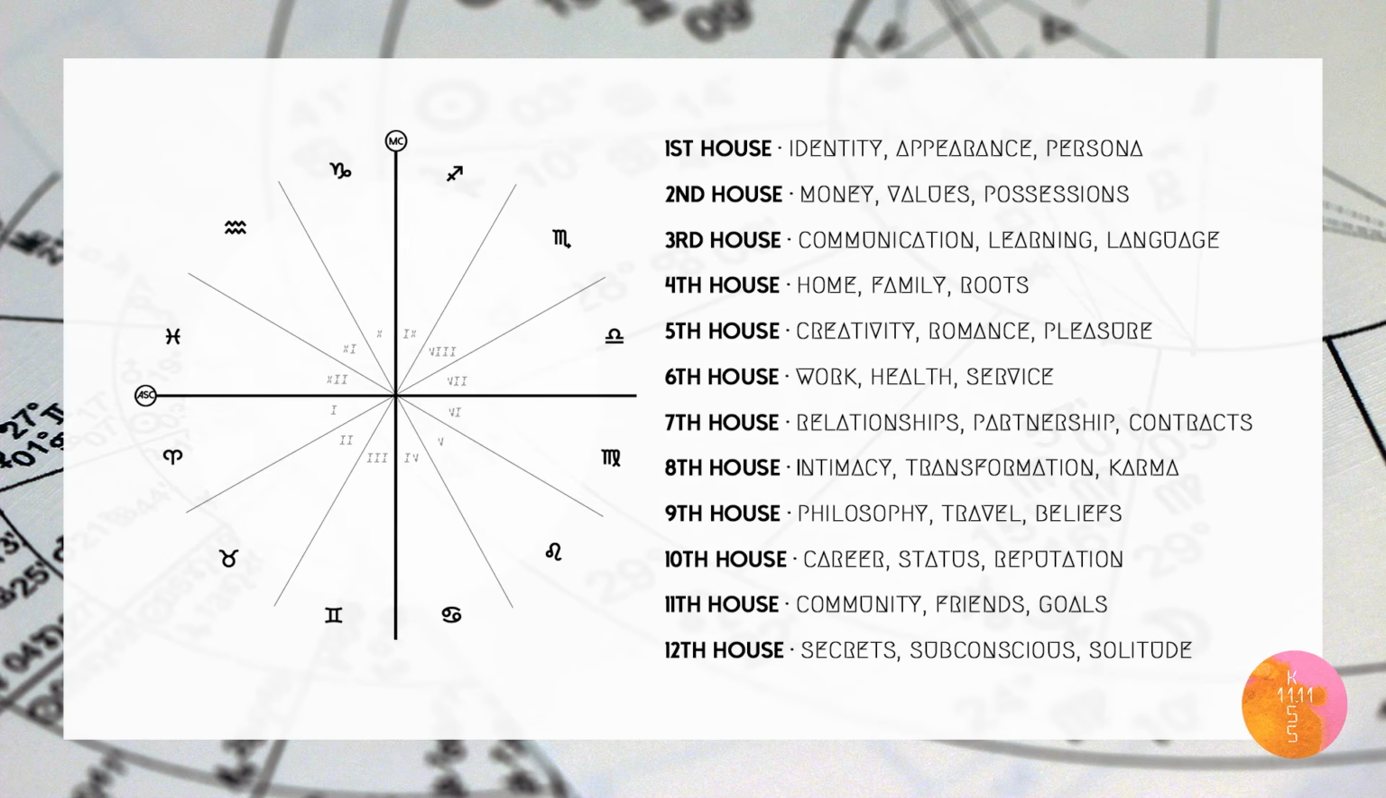For example, the first house relates to your self-image and how you present yourself to the world. The 7th house focuses on partnerships and close relationships. And the 10th house highlights your career path and public reputation. By understanding which signs and planets are placed in each house, we can see where your energy is most active and how it's being expressed.